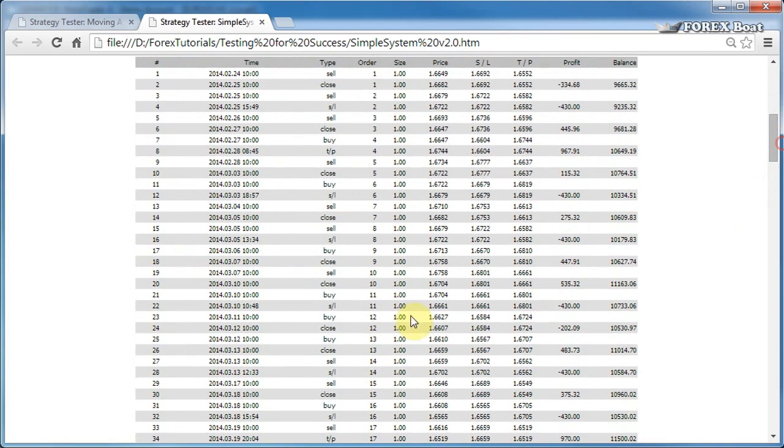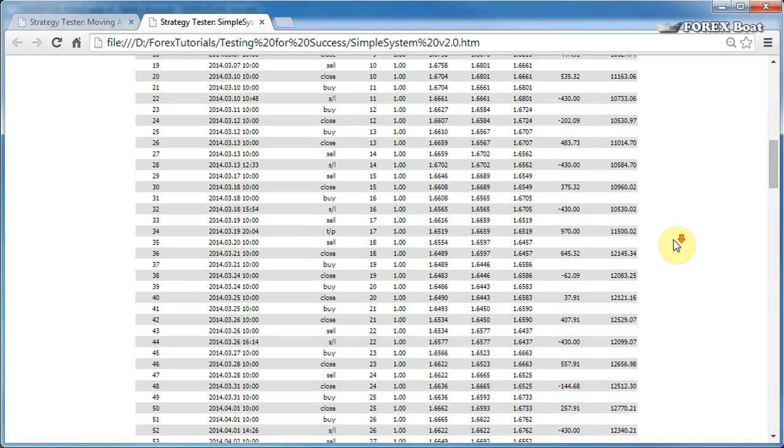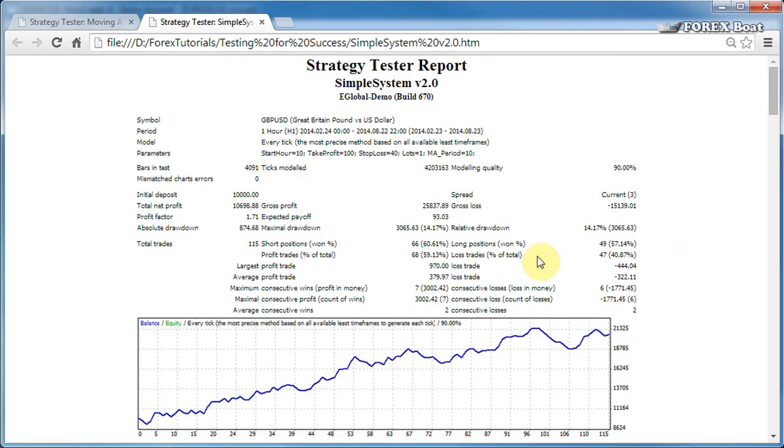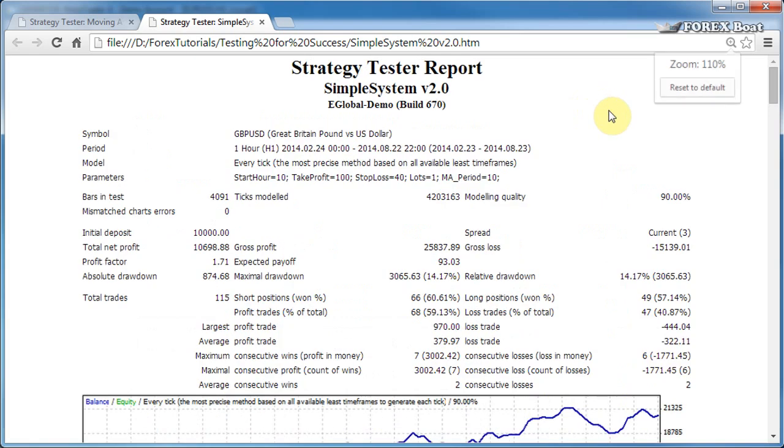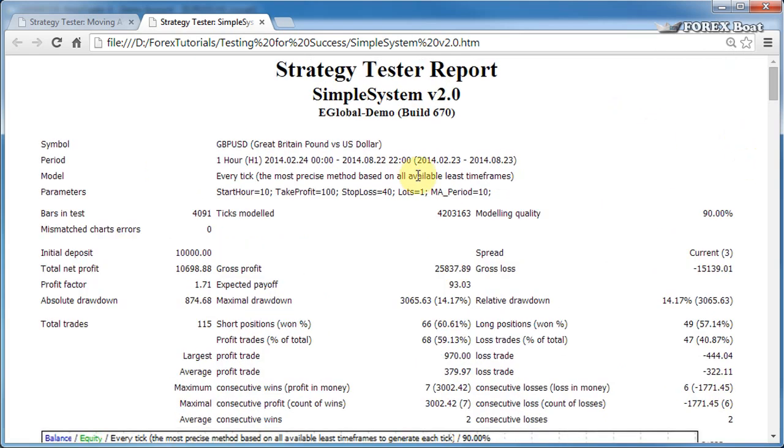We won't be looking at the actual trades that were conducted because we're more interested in the statistics up here. I will zoom in so that you can see the text a bit clearer, and we'll start from the top and work our way down through to the bottom. At the top we have the name of the strategy, the server where the test was conducted, and the build of the trading platform. Next is the symbol, the financial instrument, and the time frame on which the test was conducted.